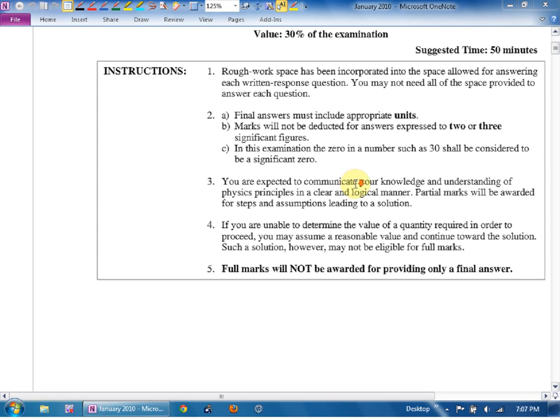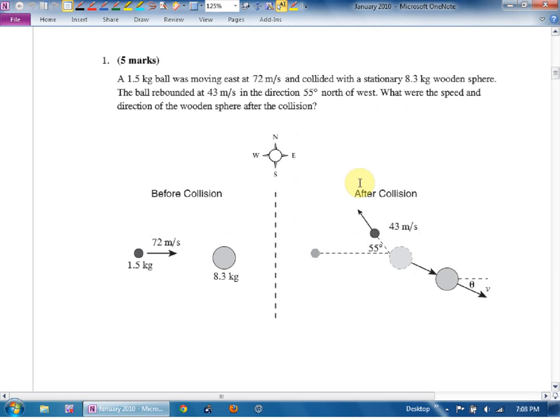So the odds are your first question is, they roughly follow the order. You're going to have either projectile forces, ramps, or Atwood machines with ramps, or some kind of an energy momentum question. So here we go.